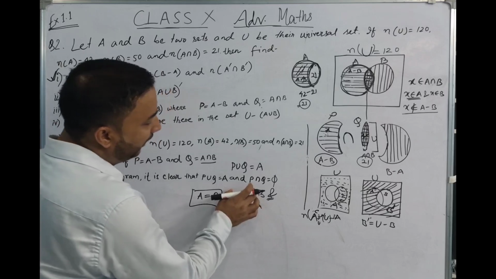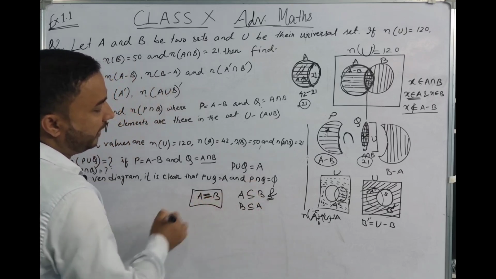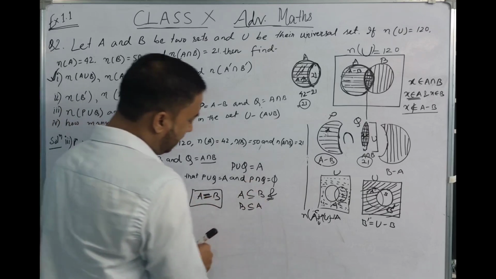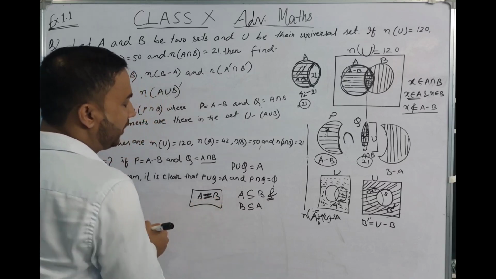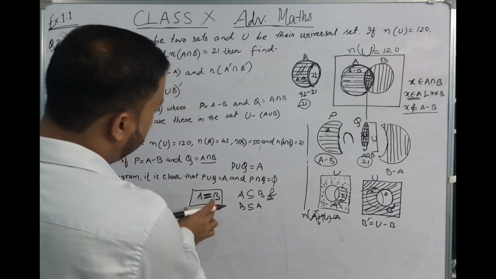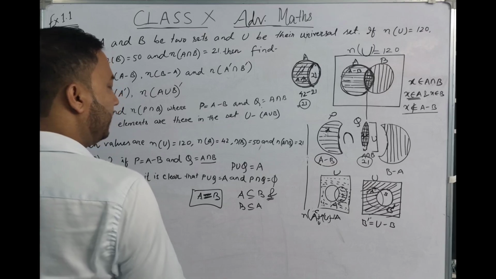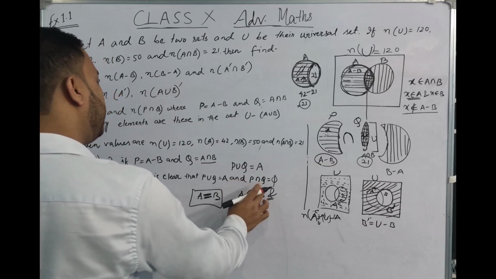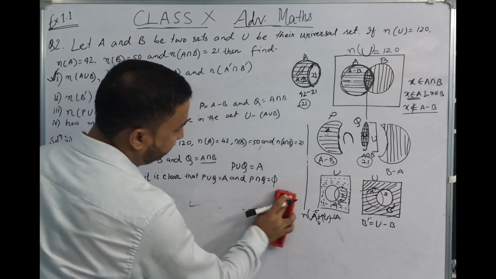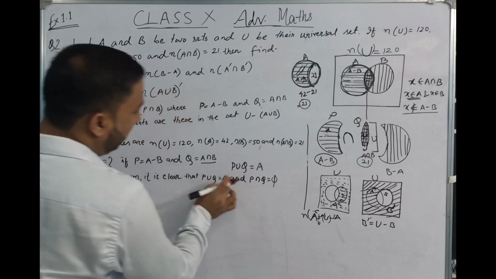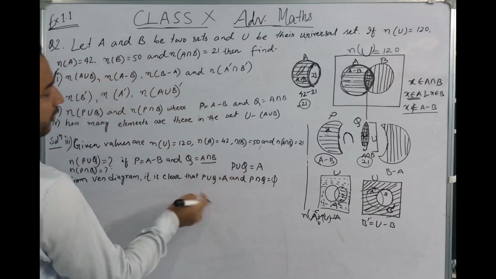So if the number of elements is the same and the elements are also the same, then we call the two sets equal. This is the equality of sets. A and B will be equal if A is a subset of B and B is a subset of A. That means elements of A are there in B and elements of B are there in A. So the number of A and the number of P union Q will be the same. The number of A is 42, so it will be only 42.